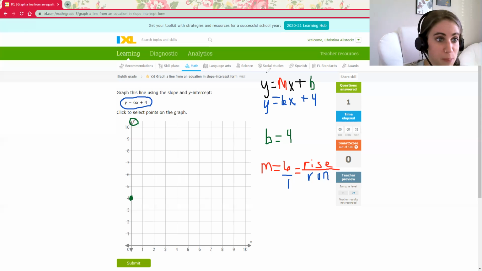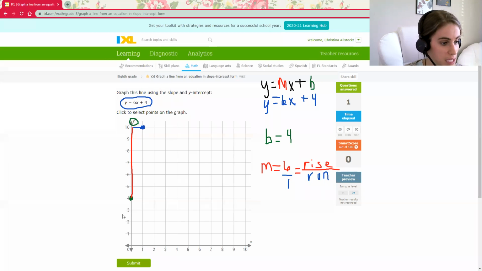All right, let's do our movement. Remember, for our slope, because it's not an ordered pair, it's not a point, we don't go back and start at 0. It's a movement, so we start at our y-intercept. Our y-intercept was 4, so we're going to rise 6 spaces. 1, 2, 3, 4, 5, 6, and run 1 space.